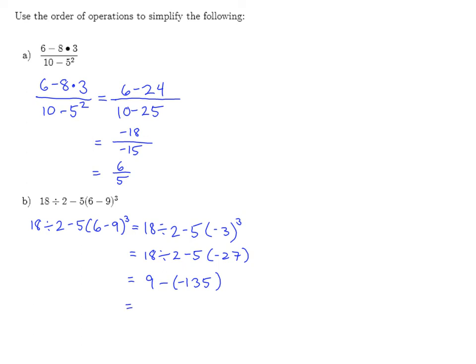Looking at this, the last operation we have is subtraction. We have 9 minus a negative 135. We could change that to 9 plus positive 135. And then applying that operation, that whole expression will simplify to positive 144.